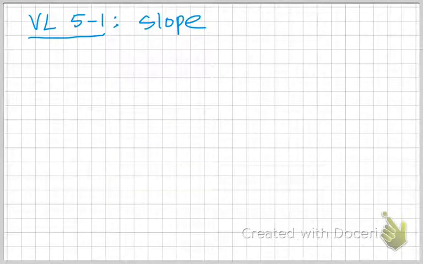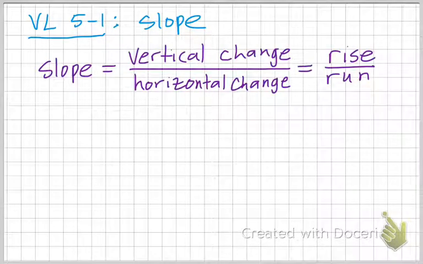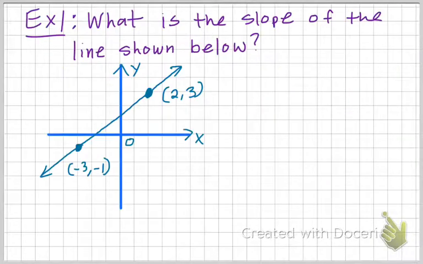So video lesson 5-1, which is slope. Our first idea with slope is that slope equals vertical change over horizontal change. And as many of you, if not all of you, are familiar with, that's rise over run. So as an example, example 1, what is the slope of the line shown below?